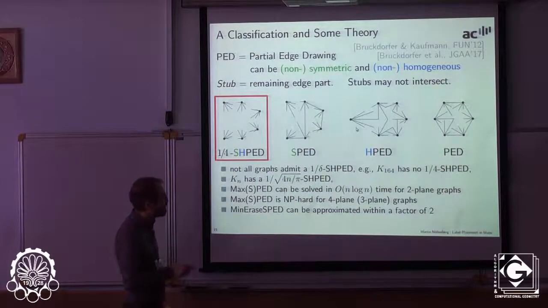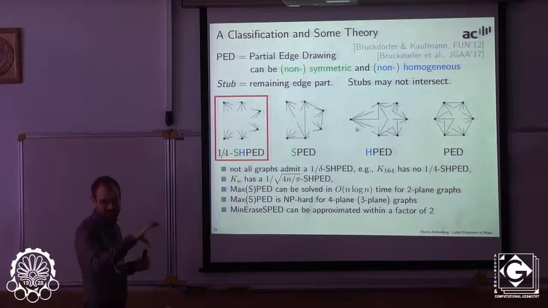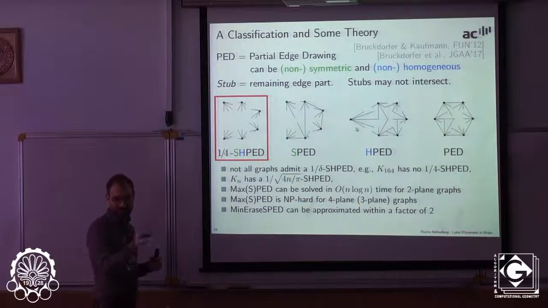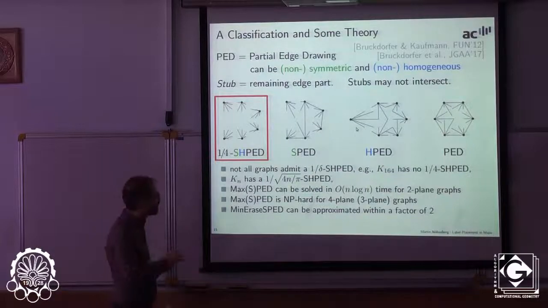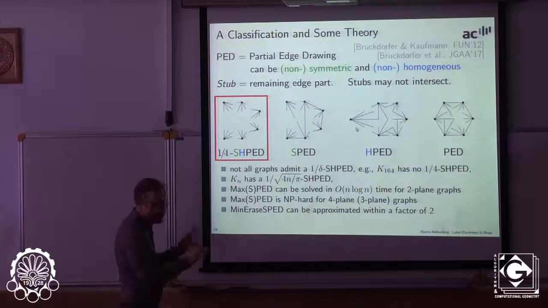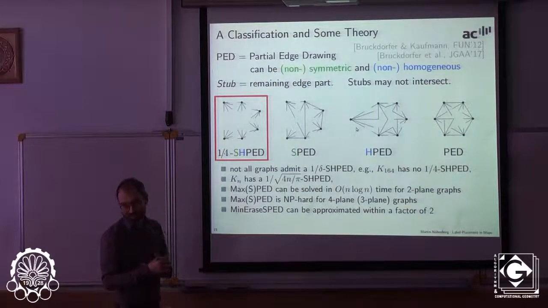It's impossible. But for showing this K164, we use somehow that we can find a subset. No matter where we place the points in the plane, we find a subset in convex position using Erdős-Szekeres kind of ideas. And then for this subset in convex position, this has a certain number of points for which we can then show that we need crossings if we have that kind of stub length.